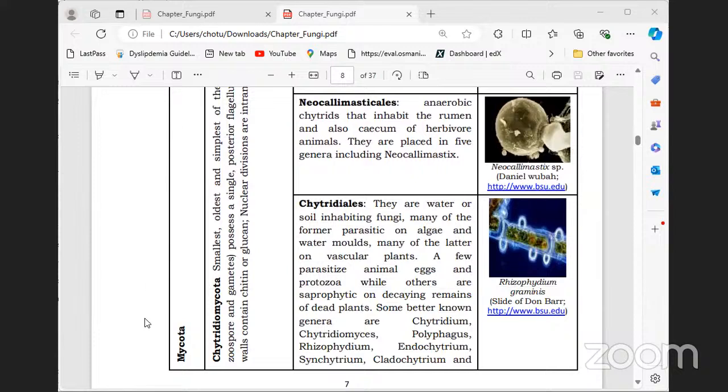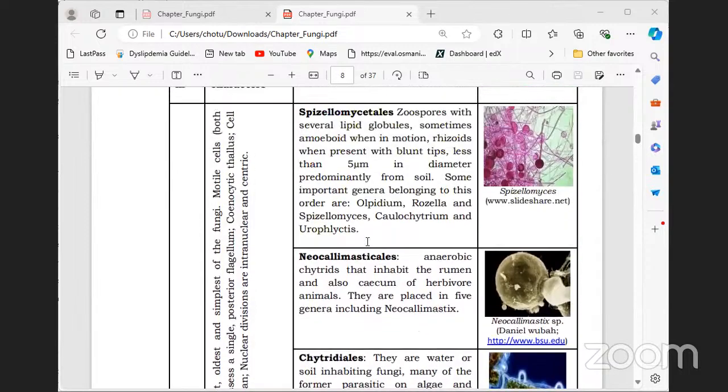You can observe this one. A cell wall is present, but it is not a true cell wall in the Mycota. Eumycota is a true-walled fungi. Did you understand now? These are the Eumycota characters. See, this is an example.